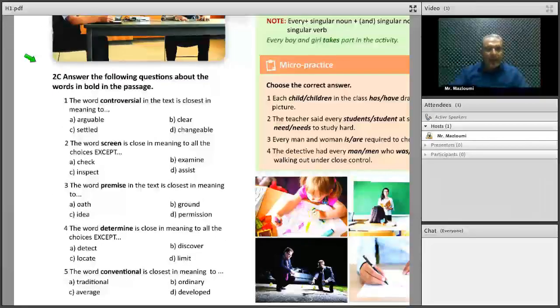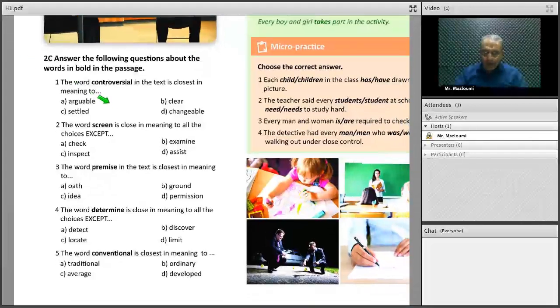Exercise C. Answer the following questions about the words in bold in the passage. Number 1. The word controversial in the text is closest in meaning to. The answer is A, arguable. So, when something is controversial, it is arguable. It doesn't mean settled, clear, or changeable.